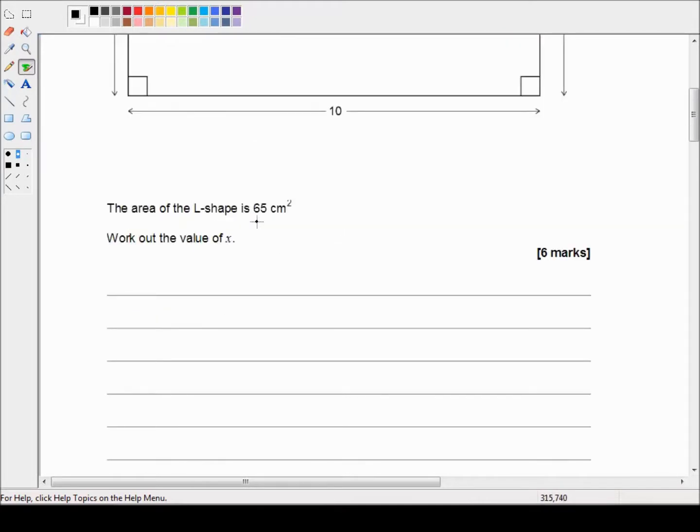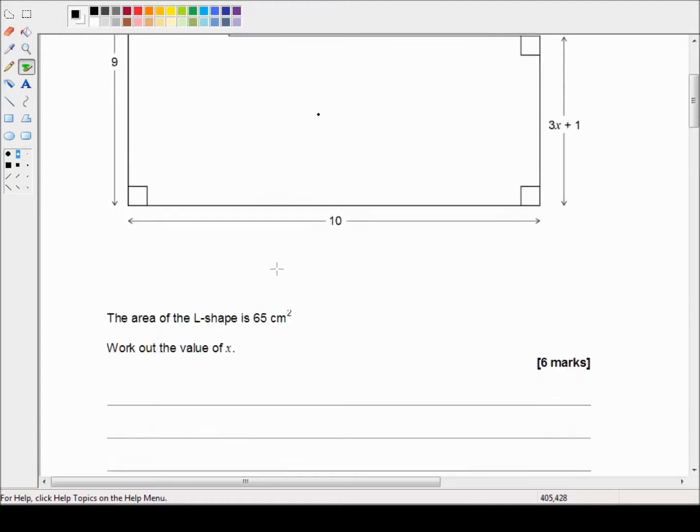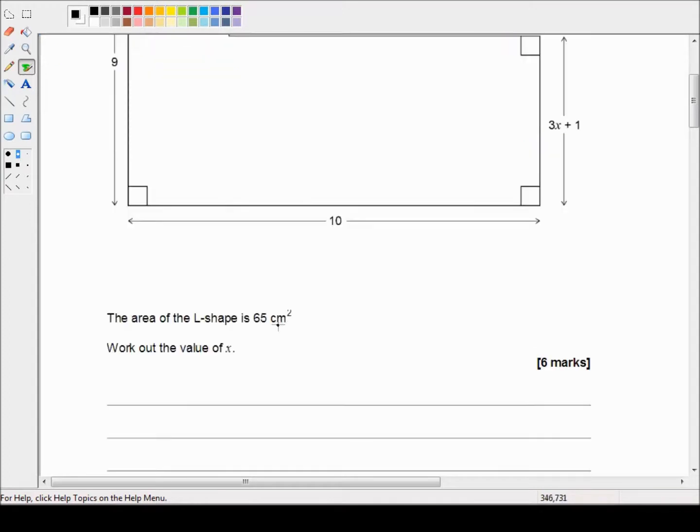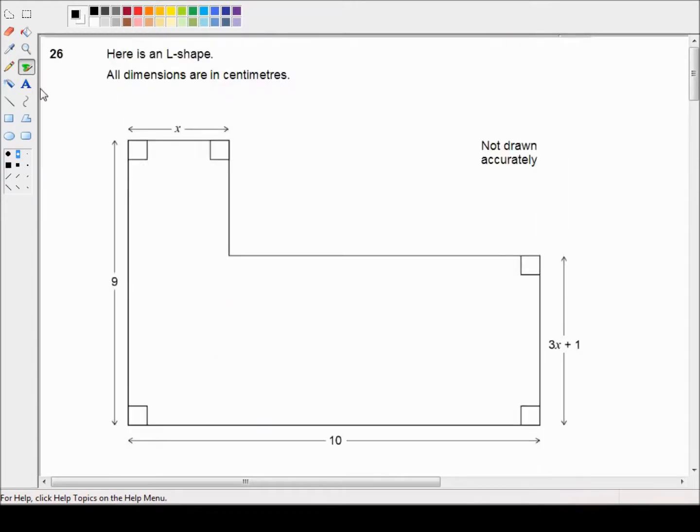The area of the L shape is 65 centimetres squared. Work out the value for x. Alright, so what we're going to need to do is get the area of this entire L shape as an expression in terms of x, and then set that equal to the actual area of the L shape, which is 65 centimetres squared, and then solve for x.